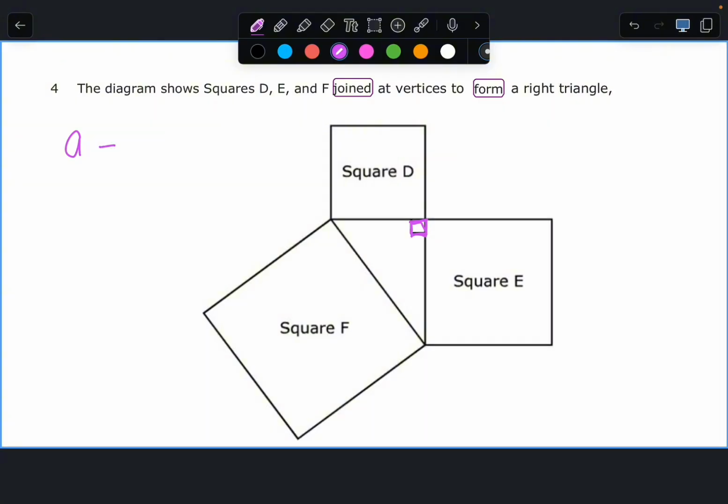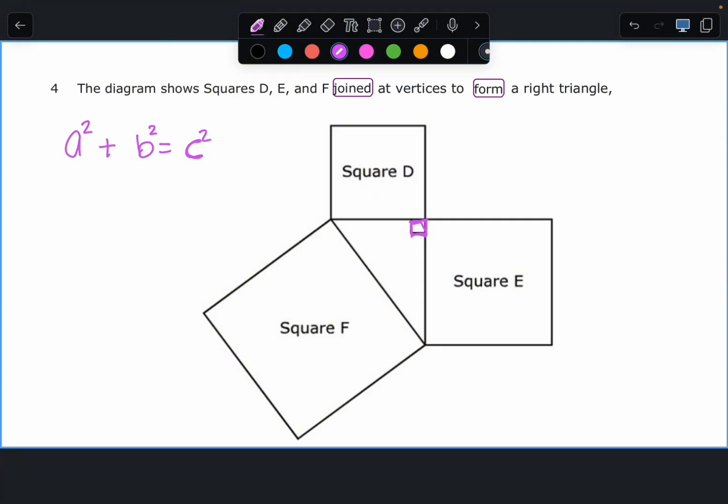A plus what? No. Something. A plus B. No. Close. What's missing from there? A squared. Very good. Now, do we see A, B, and C here?